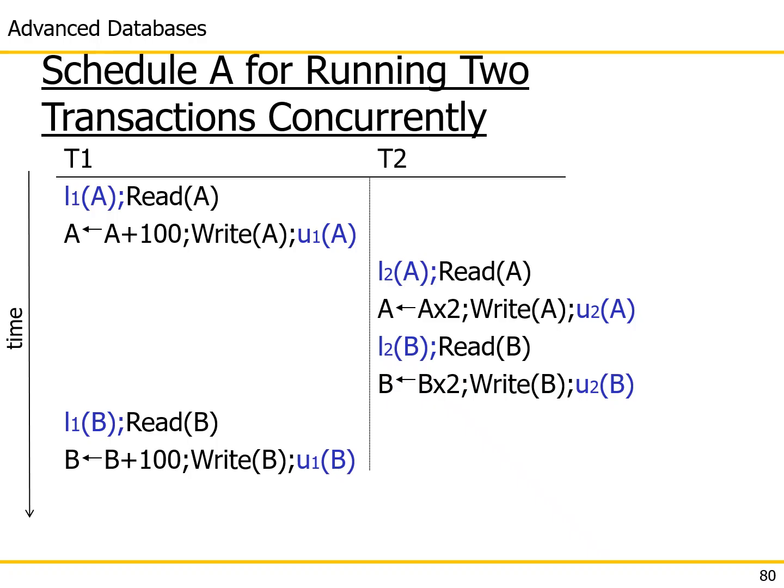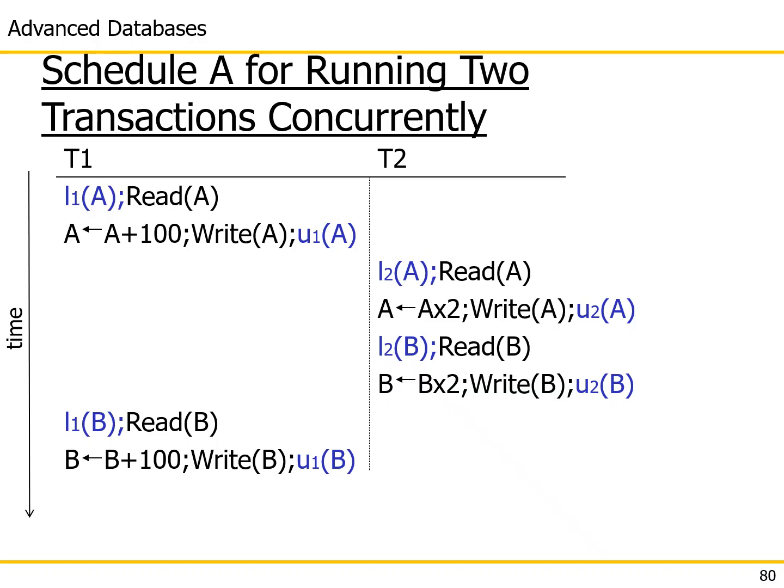Now, let's look at these 2 transactions running now with the context switch happening as it's shown here. So, for some reason, the operating system decides to run the thread for T1 first. So we request the lock on A. No one else has locked A, so we get the lock. So we proceed by reading A, adding 100, writing A, and then unlocking.